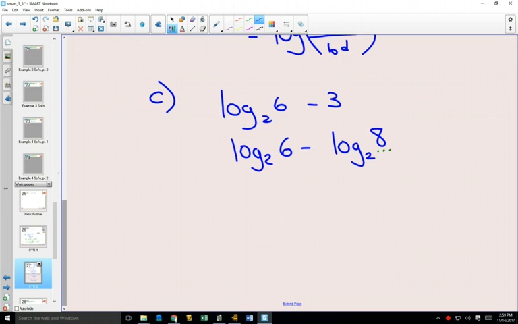And then I can write this, because I'm subtracting, as log 2 of 6 divided by 8. You could reduce that to 3/4 if you like, or you could leave it like that.